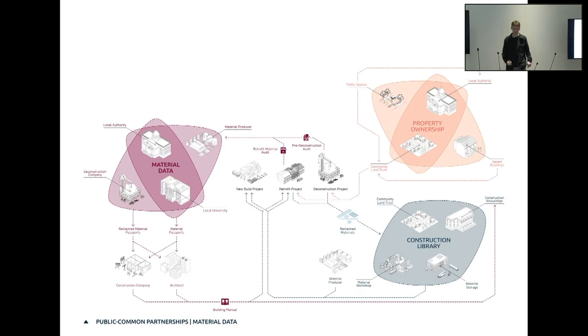Building on the public common partnership model, the collection and distribution of material data would be a collaborative effort between the local authority, deconstruction companies, and local universities studying material science and engineering. Material producers would be required to include their products in publicly available material passports, and data from audits of deconstructions and retrofit projects would also be included. This information would then be used by architects and construction companies to create material manuals for each building they work on.